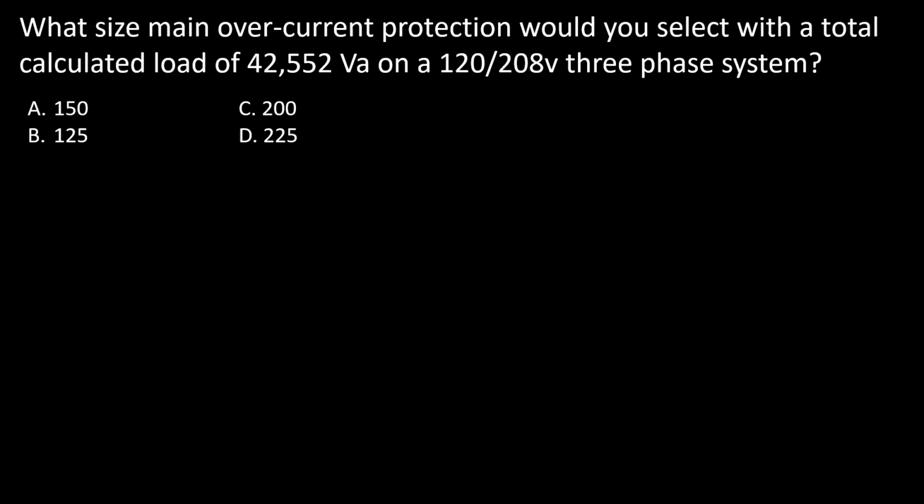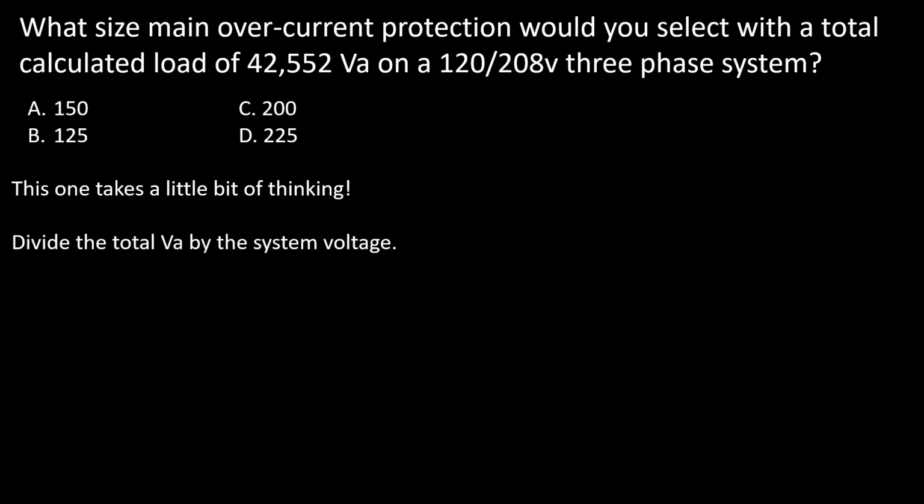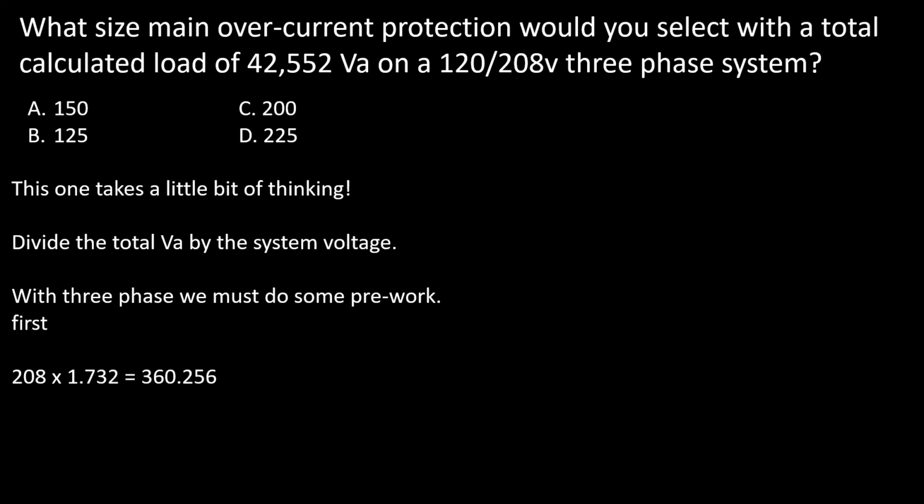What size main overcurrent protection would you select with a total calculated load of 42,552 VA on a 120/208 three-phase system? This one's going to take a little bit of thinking. We're going to divide the total VA by the system voltage. But with three-phase, we must do a little bit of pre-work. First, we must take our system voltage and multiply it by the square root of 3 because of the nature of three-phase. So we take 208, multiply it by 1.732. That's going to give us approximately 360.